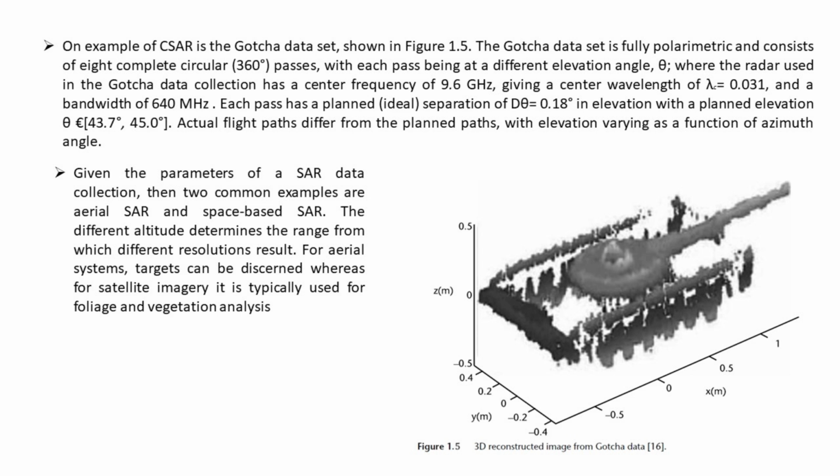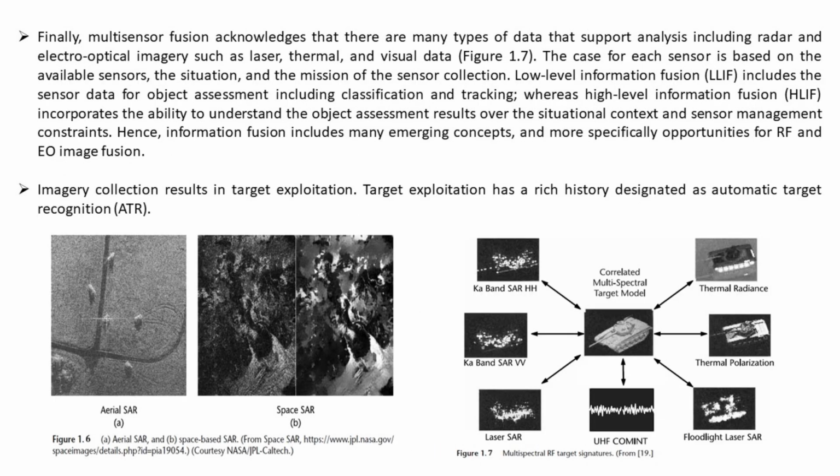The different altitude determines the range from which different resolutions result. For aerial systems, targets can be discerned, whereas satellite imagery is typically used for foliage and vegetation analysis. Data that support analysis include radar and electro-optical imagery such as laser, thermal, and visual data, Figure 1.7. The case for each sensor is based on the available sensors, the situation, and the mission of the sensor collection.